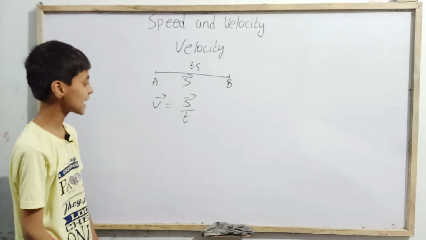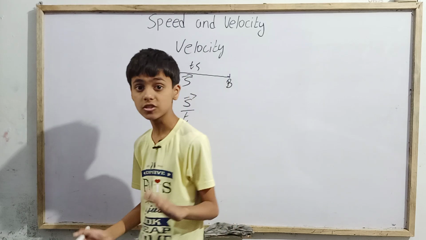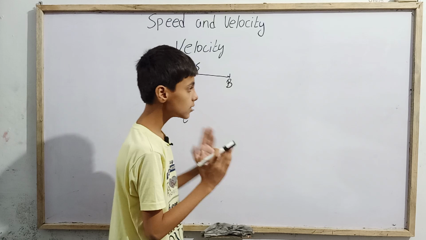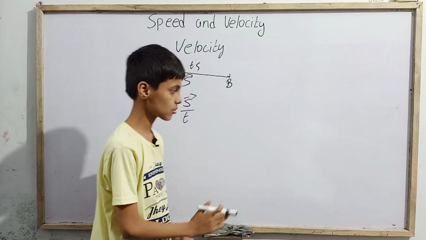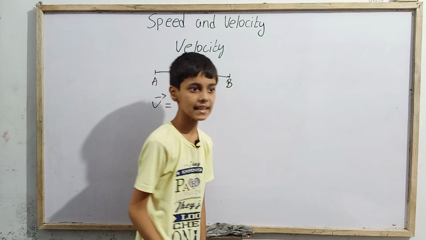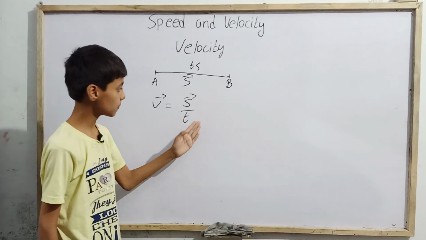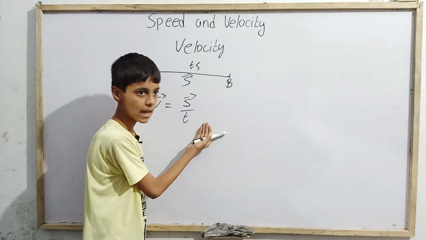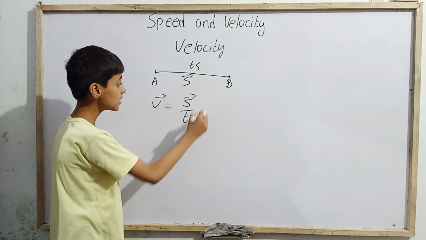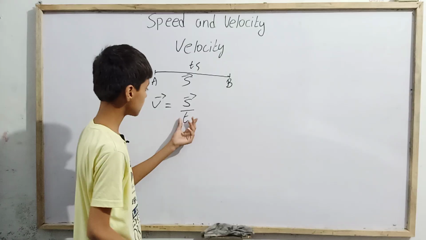Now the question arises, I gave the formula, but what actually is velocity? Velocity we can define as the ratio of displacement to time. Its unit we can easily get: the unit of displacement is meter, the unit of time is second, so the ratio will be meters per second. So the ratio of displacement to time is called velocity.